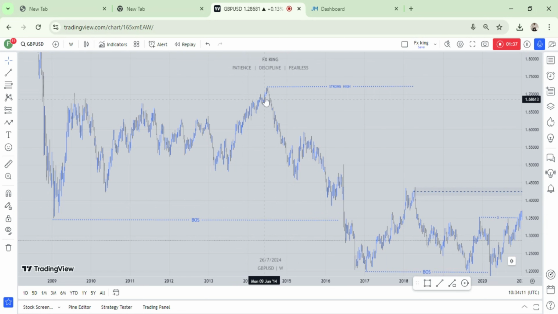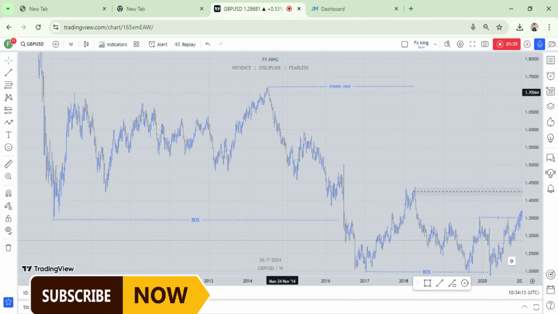Now once the change of character occurs somewhere around here, you start seeing these break of structures on a daily time frame. Once you know your weekly bias, you know that if I start seeing these break of structures on a daily time frame pushing market downwards, I can look for an entry there. So now if you want to mark out these break of structures here, these are called IBOS, which are just the short form for internal break of structure.